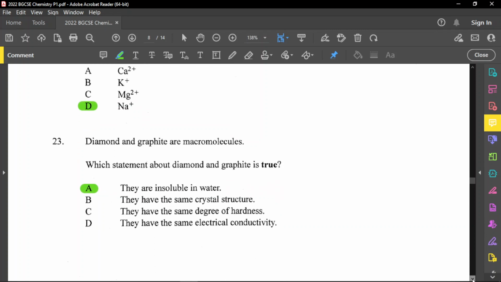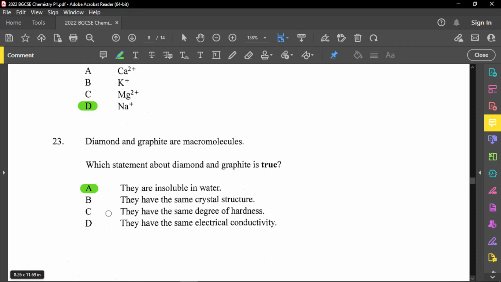Diamond and graphite are macromolecules, which means they are large molecules, right? So which statement about diamond and graphite is true? Remember they're made up of just pure carbon, and carbon in itself is insoluble in water. So if they are just carbon, they won't be able to dissolve in water at all. Just to make a note, even though graphite can conduct electricity, it doesn't mean that it's able to dissolve, because we tend to say that polar substances can dissolve. But graphite is a conductor, diamond isn't a conductor of electricity. I just want to make a note of that.